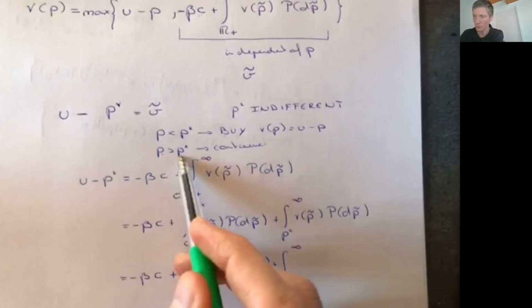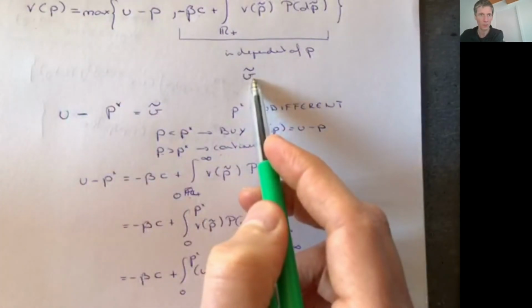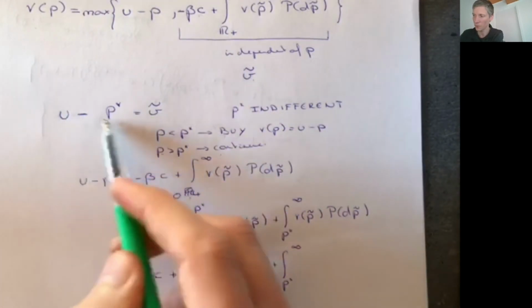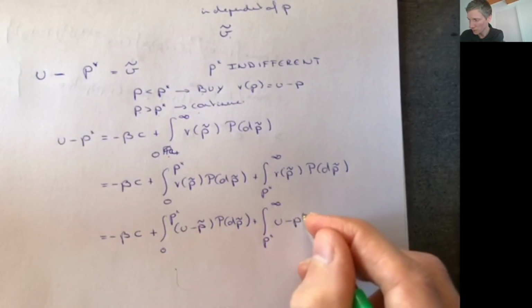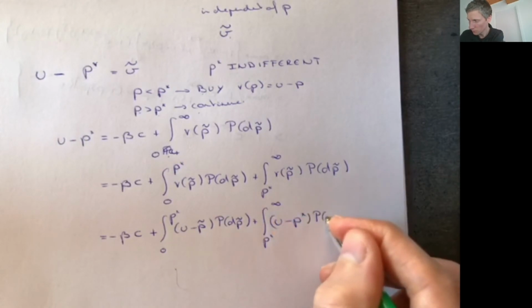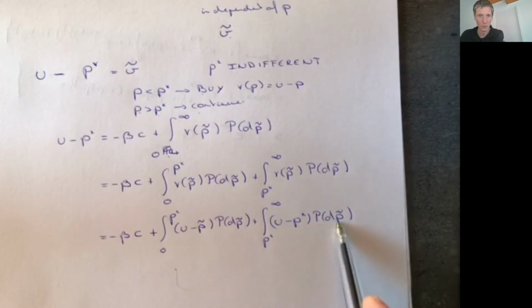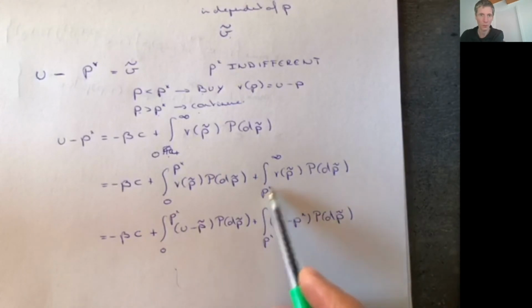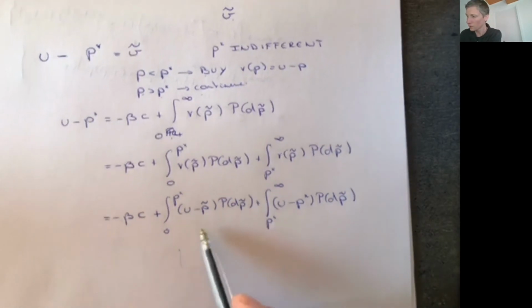If P is bigger than P star, then I'm going to continue, and if I'm continuing, what's my value? My value is V tilde, and V tilde is U minus P star. So here I can substitute U minus P star times the density dP tilde. Notice that this is just a fixed number, so it doesn't depend on P tilde. This basically is just a constant. If my price is too big, I'm going to continue shopping, so my value doesn't depend on the price that I face anymore.